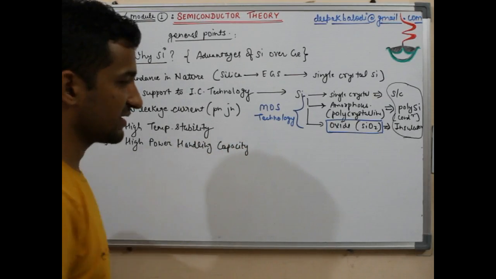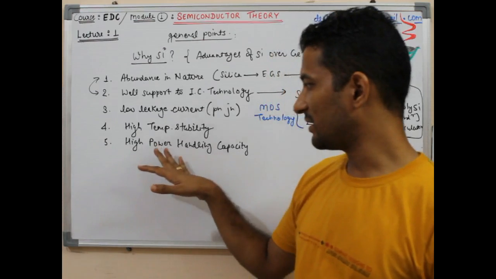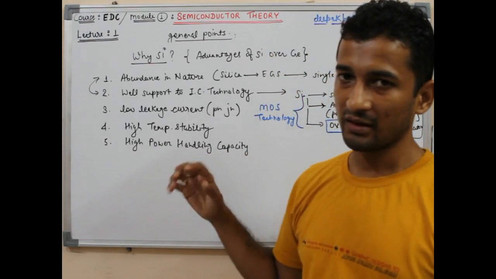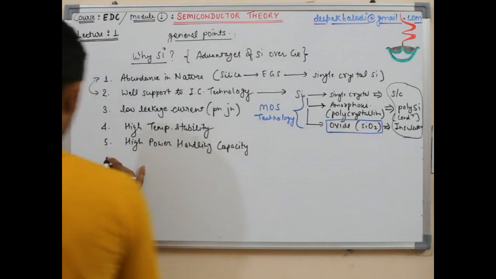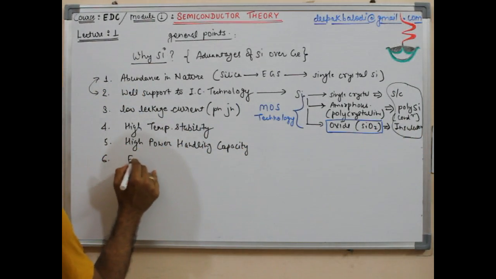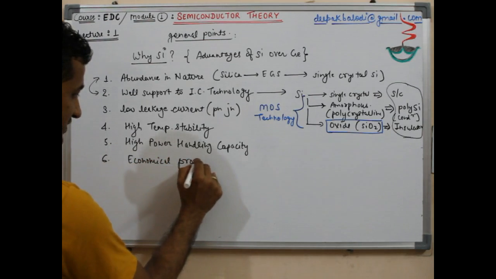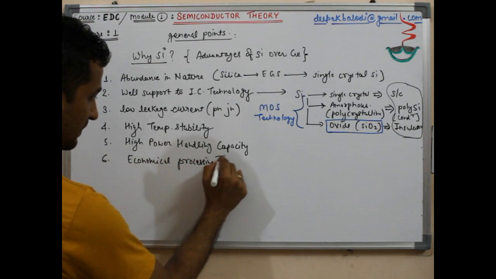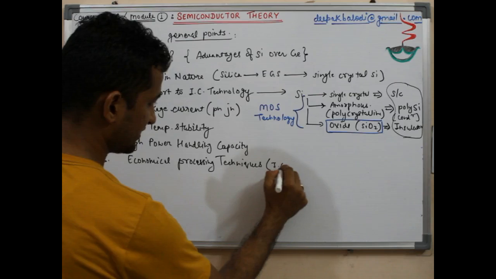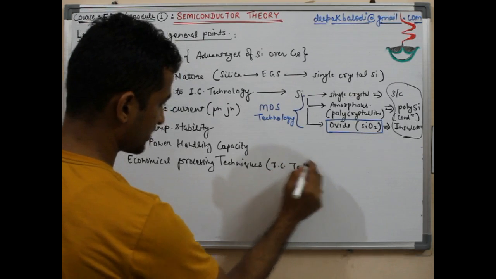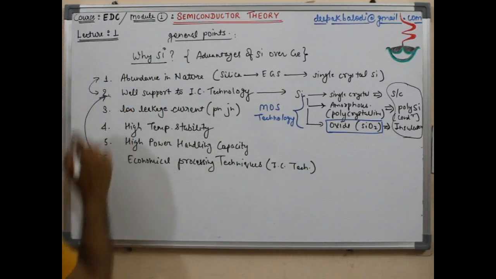So devices made of silicon semiconductor have a relatively higher power handling capacity as compared to germanium or gallium arsenide. And then we can also mention economical processing techniques, meaning IC technology, which we are again mentioning. This point is somewhere related to this.